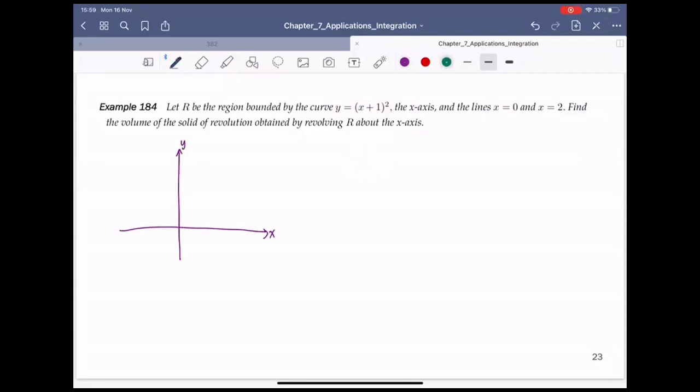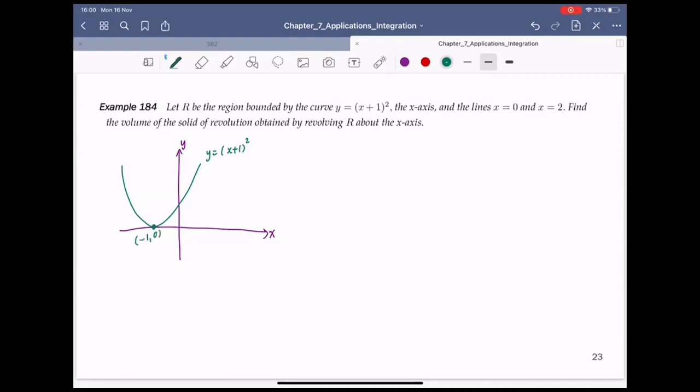All right, your axis is here, so you get the parabola y equals (x plus 1) squared. The vertex is at negative 1, 0, right? Because you shift to the left 1 unit.